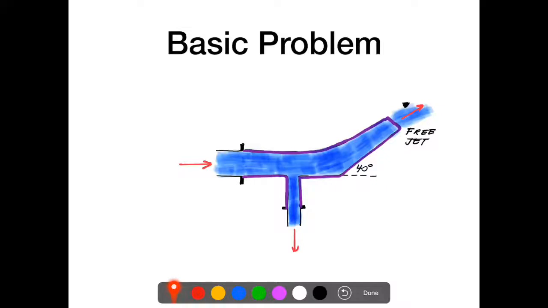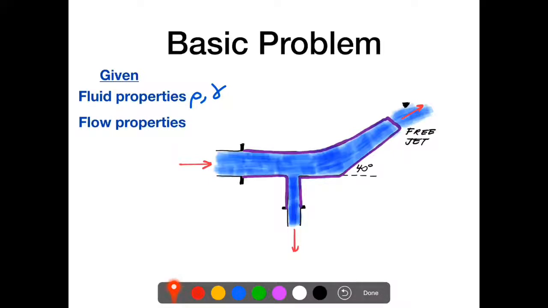This could be a section of a pipe, and we're given something about the fluid properties, things like the density and the specific weight. We might know the flow properties, so that would be the pressures, the velocities, and the flow rates at the different cross sections. And those would either be given to us directly or things that we would figure out using Bernoulli's equation or the pipe flow energy equation or conservation of mass.